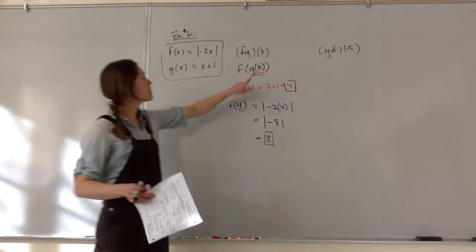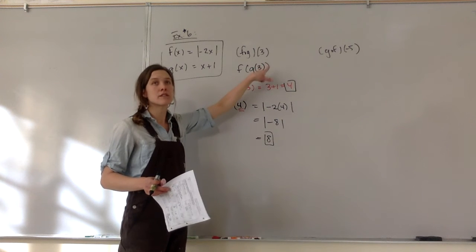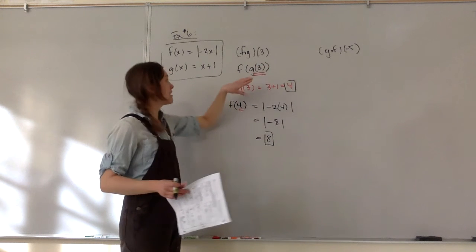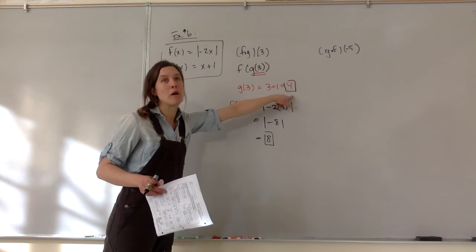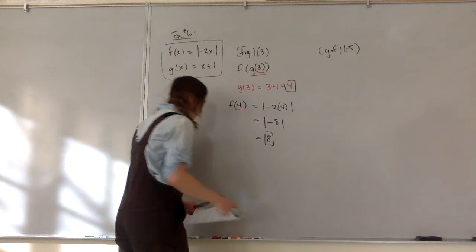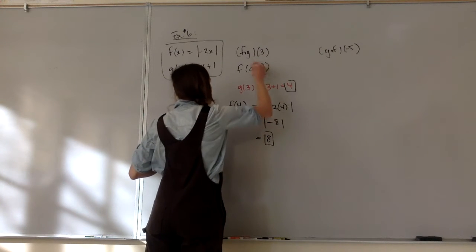You put 3 in for the x in the g function. So I do g of 3 first. Yes, exactly, because I'm doing f of g of 3. And g of 3 is equal to 4. So these are the same thing. 4 and g of 3 mean the same thing.